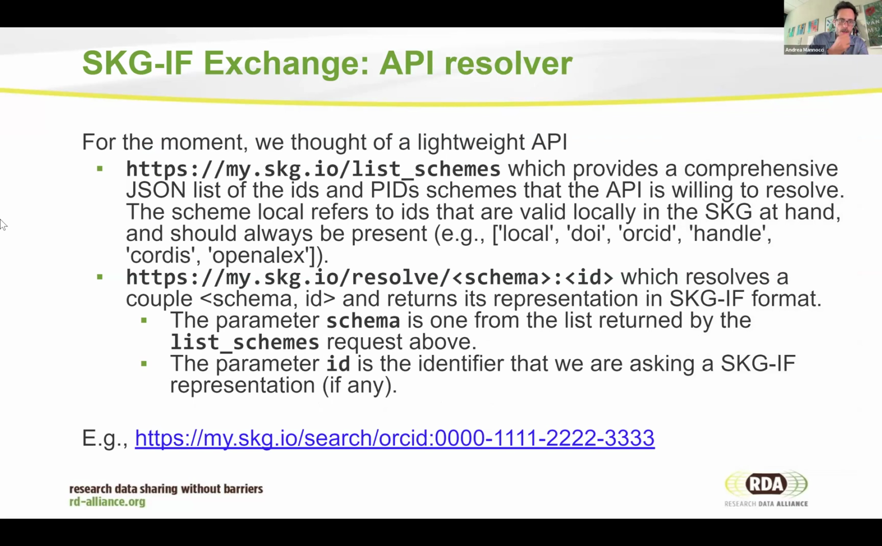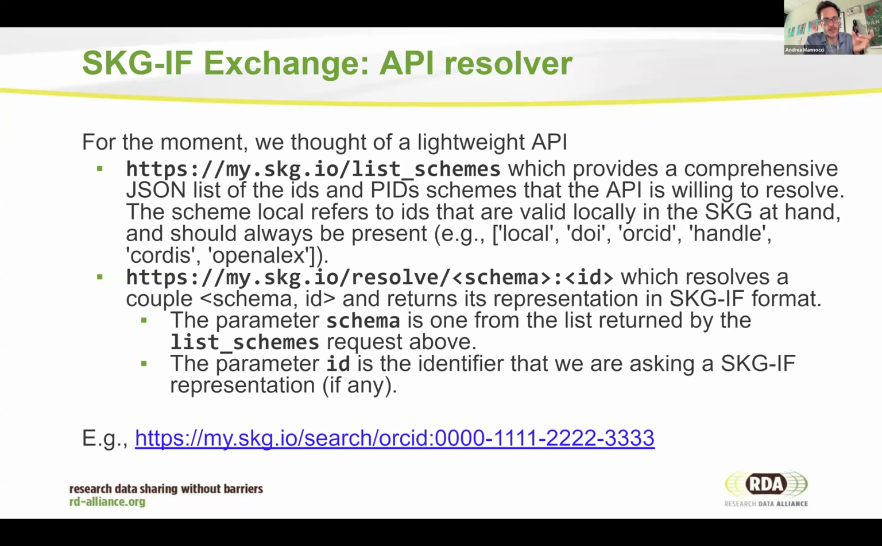And this is the API resolver. As I was saying, having full-fledged APIs is a huge task. And for the moment, we are sticking to an ID resolver that works with a couple of methods. Basically, you can ask the endpoint to list the schemes that the endpoint supports. So, for example, local identifiers, DOI, ORCID, Cordis ID, OpenAlex ID, and so on and so forth.